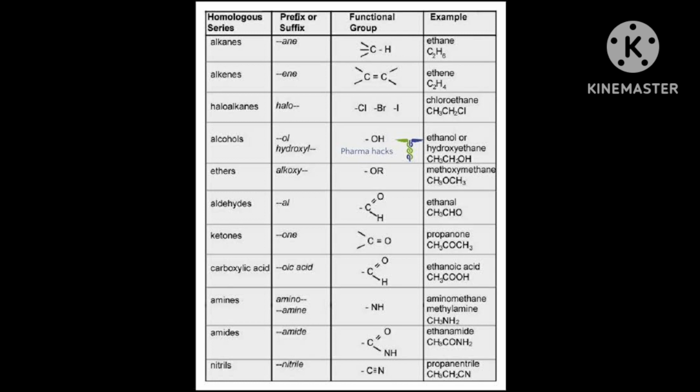One example I am telling you: CnH2n+2. This is the alkane formula, CnH2n+2, where n is the number of carbons. Suppose n is equal to 1, then CnH2n+2 means 2 into 1 plus 2, which is 4, so CH4.